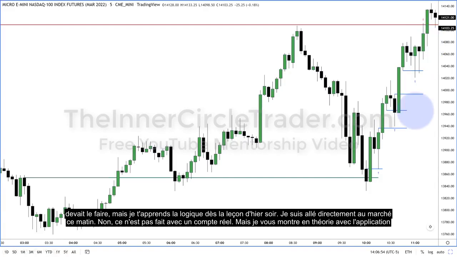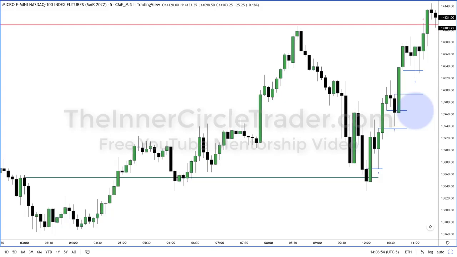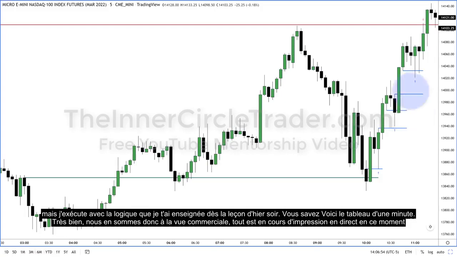I went right into the market this morning. No, it's not done with a live account. But I'm showing you in theory with the application of a demo account, which is the same live data that would be utilized in my TD Ameritrade account or your live account if you have one. These candles are forming just like they would be in your live account. But I'm executing with the logic I'm teaching you right out of last night's lesson.